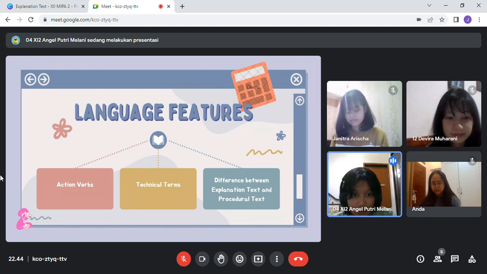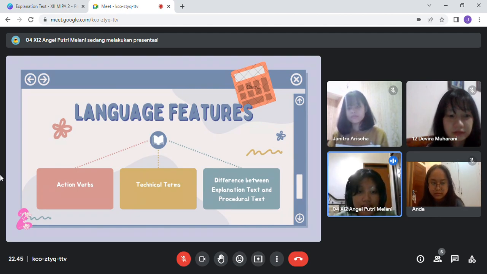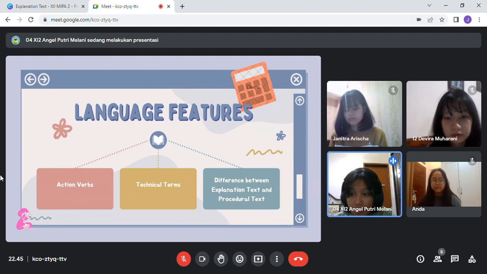The social function of explanation text is to explain how the process of a scientific phenomenon occurs, and the social function of procedure text is to describe how something is made or used, to explain what will be done. The text structure of the explanation text is general statement, sequential explanation, and conclusion. The text structure of the procedure text is purpose or goal, resources, procedure, and conclusion.